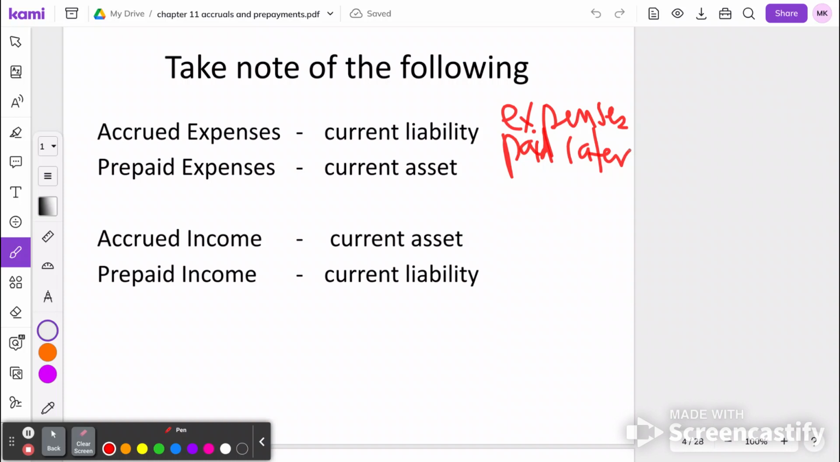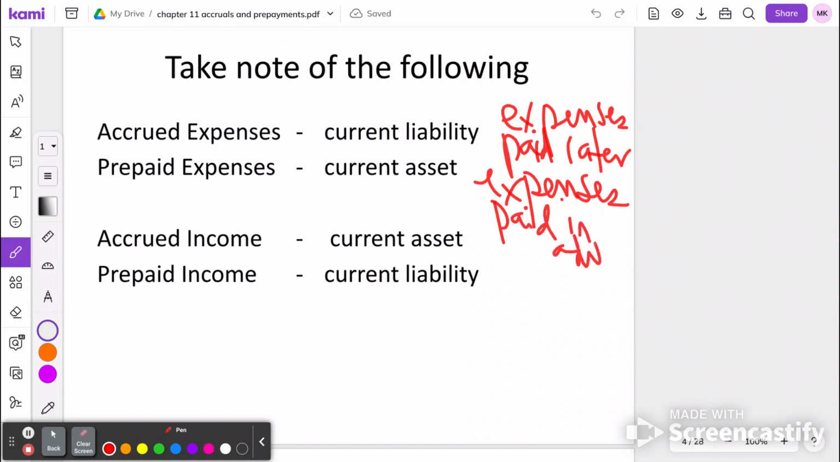How about current assets? Prepaid expenses is a current asset. Why? Because it's the opposite of your accrued expenses. These are expenses that you paid in advance.